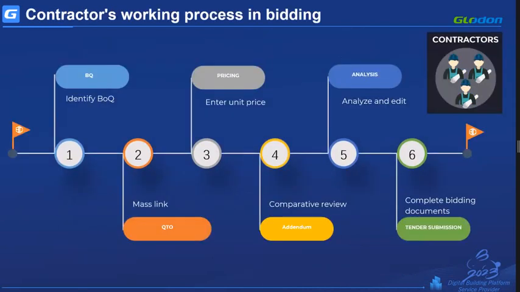So when we check the traditional process of our tender stage, we can see that for the contractor, at the first stage, we need to do the preparation of the BQ, and we need to identify the BOQ, and also do the quantity takeoff and enter the unit price. And after that, we need to analyze and edit it, and finally complete the bidding documents.